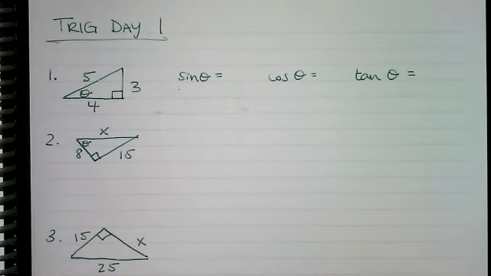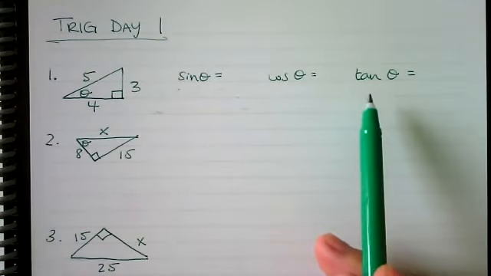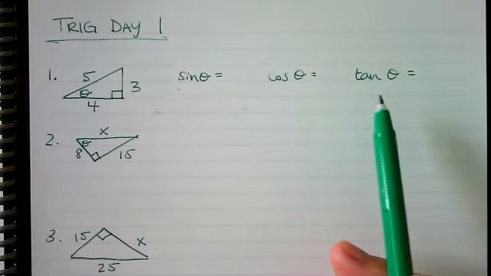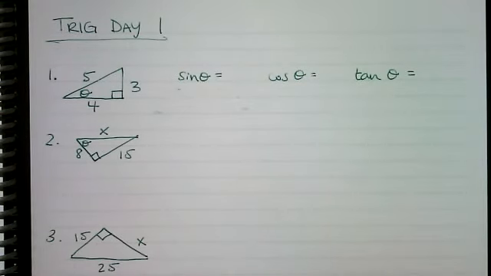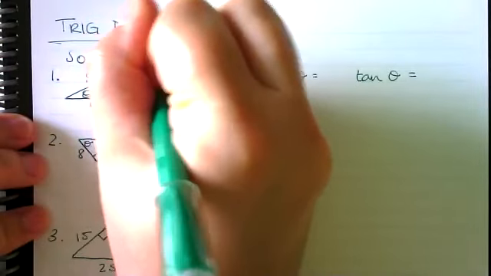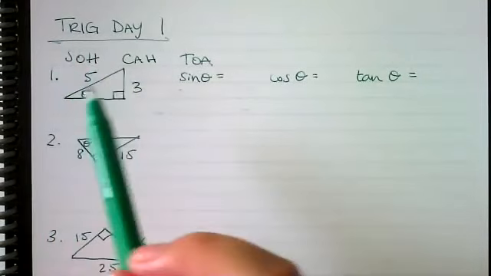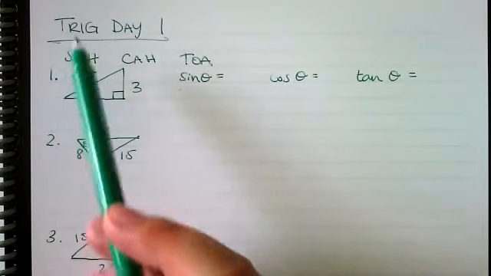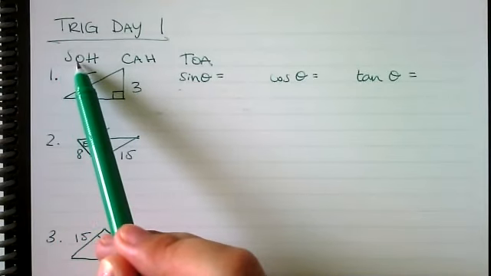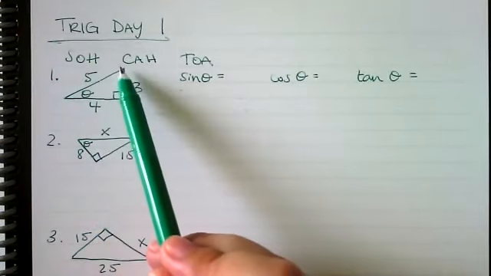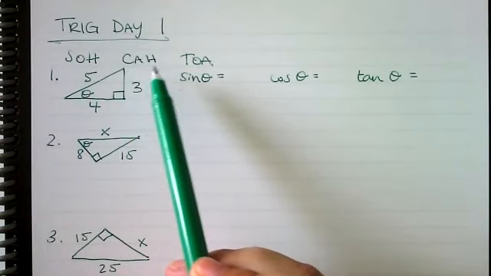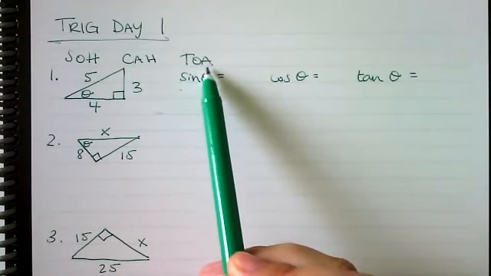So what we're going to do first is set up our trig ratios for sine, cosine, and tangent. And if you remember, the little mnemonic for remembering your trig ratios is SOHCAHTOA. So remember, each ratio is a fraction. For sine, you have your opposite side over your hypotenuse. For cosine, it's your adjacent side over your hypotenuse. And for tangent, it's the opposite side over the adjacent side.